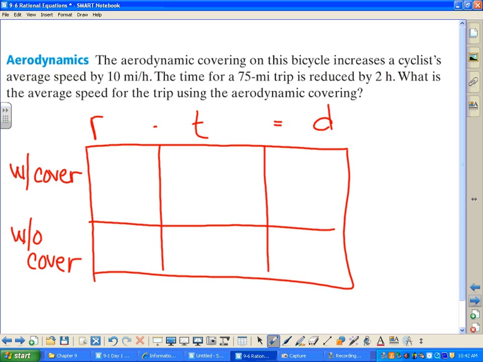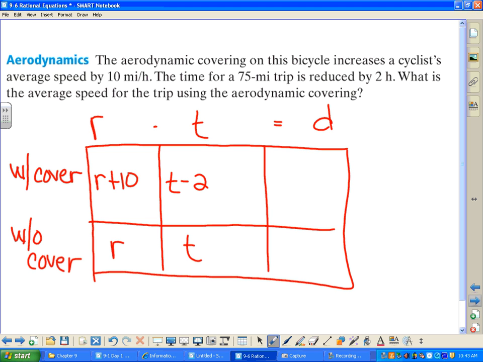Do you know anything about either with or without the cover, the rate, the time, the distance, anything? John? With the cover, the rate is? Okay, it's x plus 10, or can I use r? So this is r plus 10, leading me to believe that this must be r. Without the cover, it's r. With the cover, it's 10 miles an hour more. Good. Shelby? Okay, with the cover, it's t minus 2 hours. That means that without, it's just some time, t.